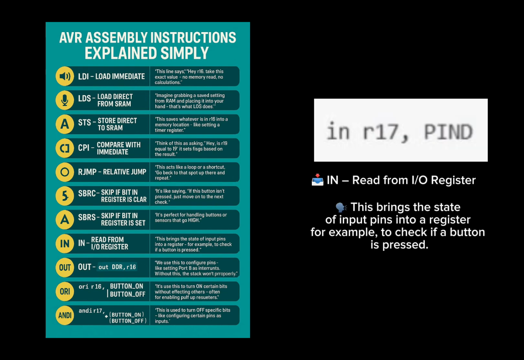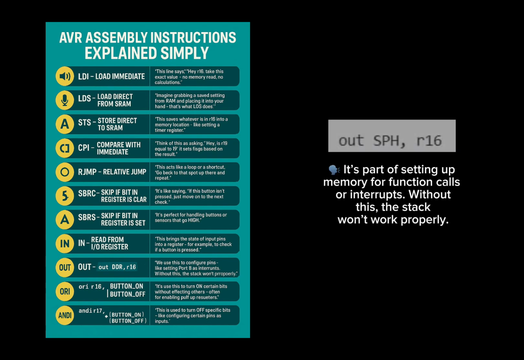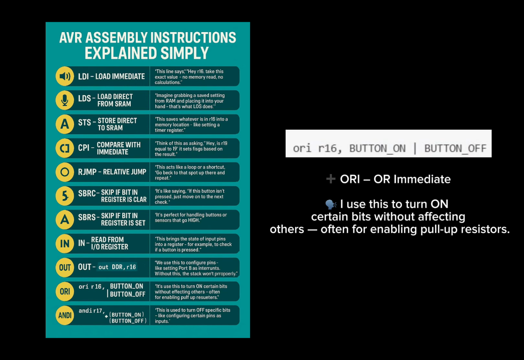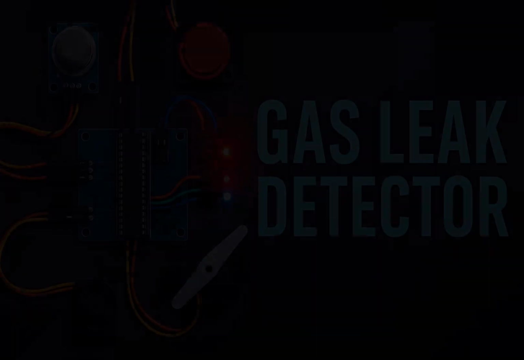This brings the state of input pins into a register, for example, to check if a button is pressed. I use this to configure pins, like setting port B as outputs. It's part of setting up memory for function calls or interrupts. Without this, the stack won't work properly. I use this to turn on certain bits without affecting others, often for enabling pull-up resistors. This is used to turn off specific bits, like configuring certain pins as inputs.